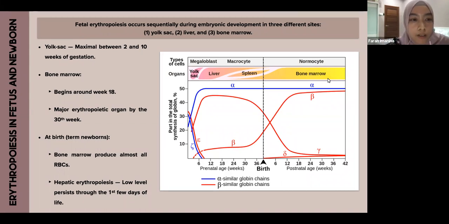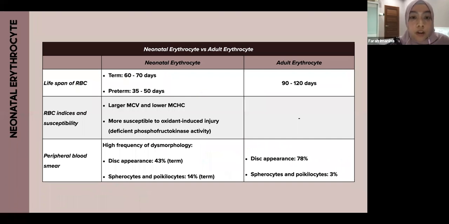Now let's take a look at the erythrocyte that is produced. There are a few differences between the neonatal erythrocyte and the adult erythrocyte. Like the previous presenter has mentioned, they have a different lifespan. Our erythrocyte lasts around 90 to 120 days. However, neonatal cells have a shorter lifespan: in term babies it is around 60 to 70 days, and it is shorter in the preterm infant, around 35 to 50 days.